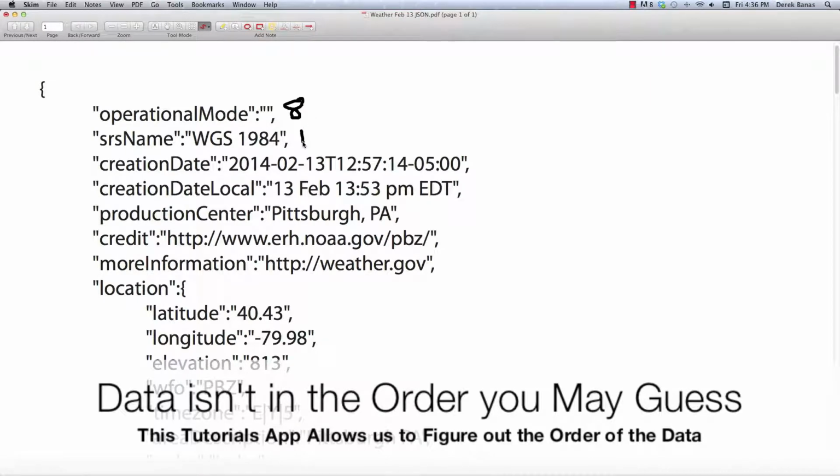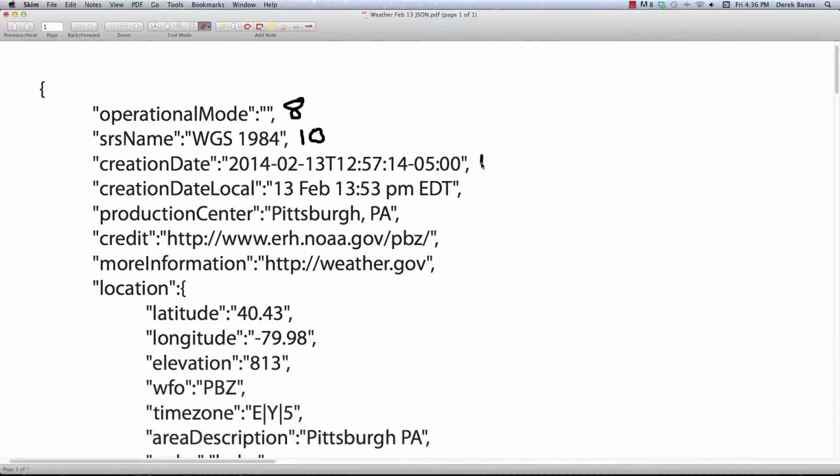Source name is going to be 10, and I'm drawing this with my mouse, so bear with me. Creation date is going to be number 1 in the list. Creation date local is going to be number 2, and of course we're not going to be paying attention to any of this. Production center, this is Pittsburgh, Pennsylvania. This is where I'm at. I might pull the location information and display that from there, or I might decide that I don't want to. And 3 is the credit, and then weather.gov, this one right here, is 7th in the list.